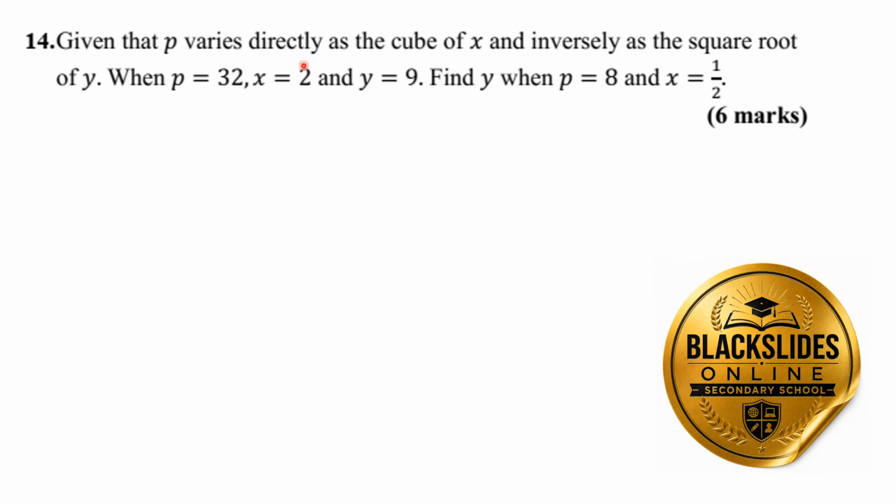Given that p varies directly as the cube of x and inversely as the square root of y, when p is equal to 32, x is 2, and y is 9, find y when p is equal to 8 and x is equal to half.